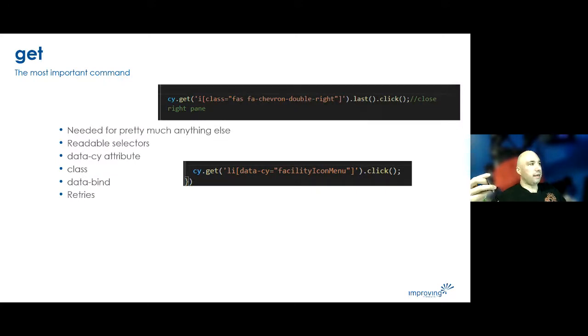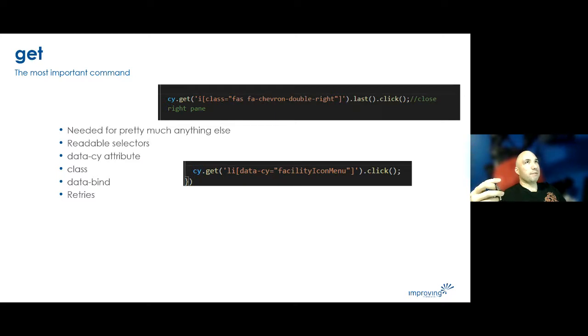So get is the most important Cypress command. It's really the heart of Cypress. You've got to access the elements somehow. Before you can manipulate something, clicking or typing into a field, you've got to get that field or button or link or whatever. Get is how you do that.